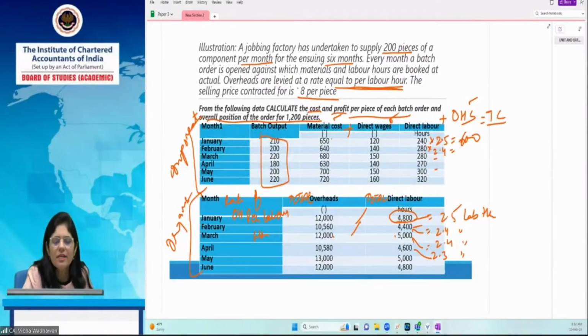So whatever is the total cost, you can calculate the profit and the sales because sales are 8 per piece. Sales is 8 per piece. Clear? So per piece is 8. It's per piece, not per batch. So 210 into 8. Just complete it.